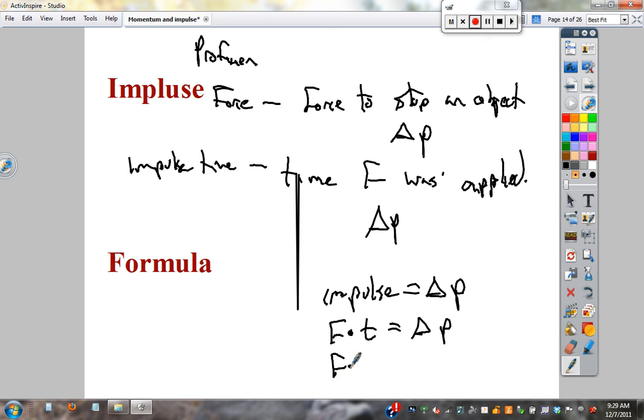And by the way, the units are kilograms times meters per second. Right? This is in seconds. So that means your time over here also has to be in seconds. If I give you time in minutes, you need to fix it. Let's look at an example.